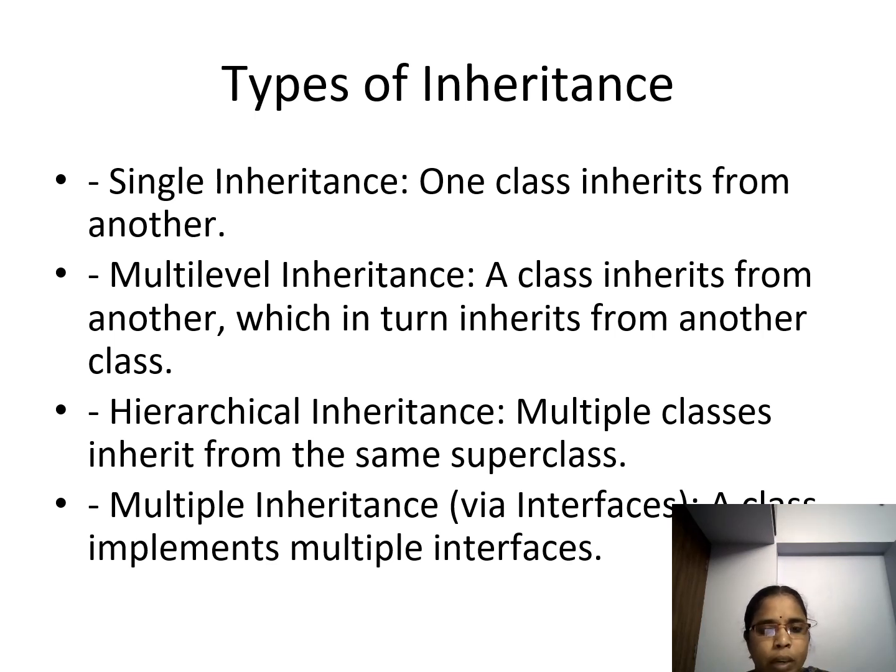Single inheritance is where one class inherits the properties from another class. Multi-level inheritance is where a class inherits from another, which in turn inherits from another class, so there are different levels. Hierarchical inheritance is where multiple classes inherit from the same superclass, and multiple inheritance we can implement in Java using interfaces.